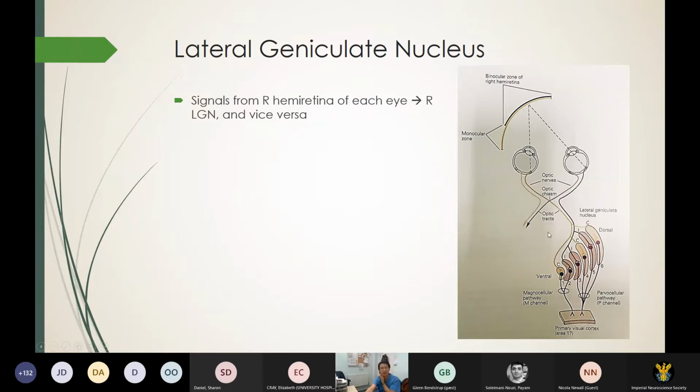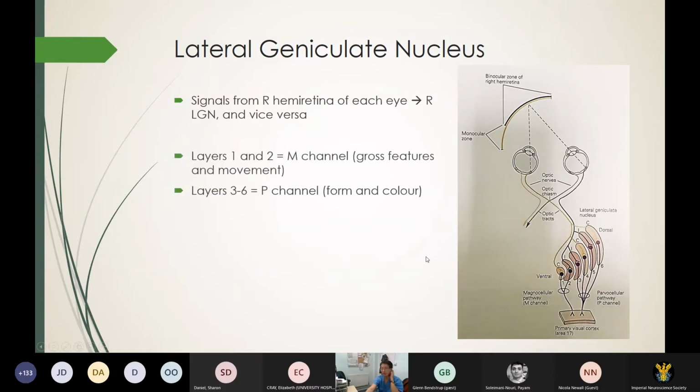So the thing to remember here is that you've got light coming from the left-hand side landing into the right hemiretina, and that light projects down the right-hand side, so on the same side, to the lateral geniculate nucleus on this right-hand side, which, as you can remember, represents the light from the left. Which is why it's all opposite.